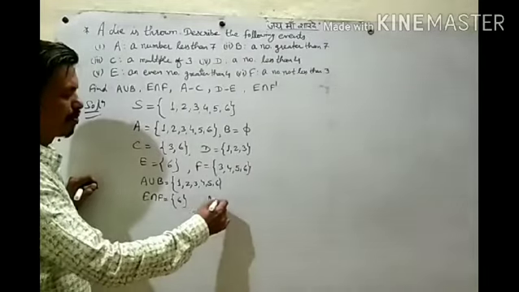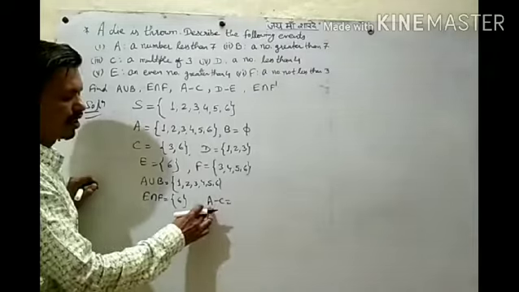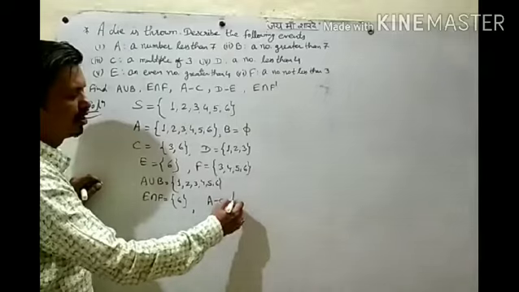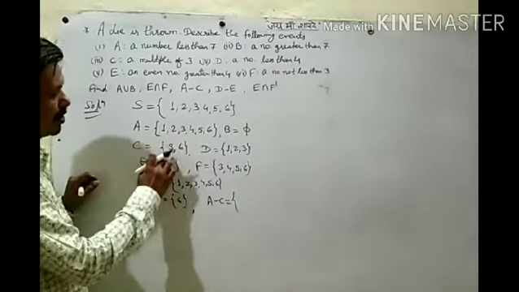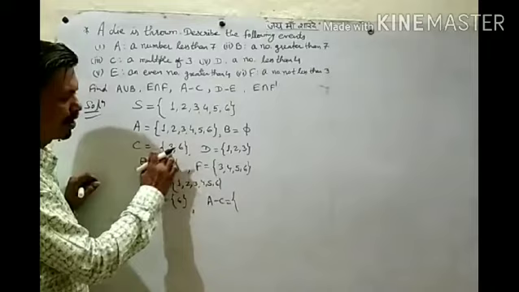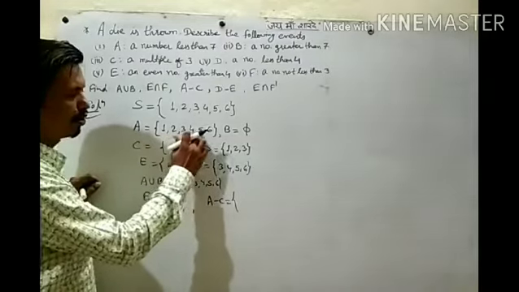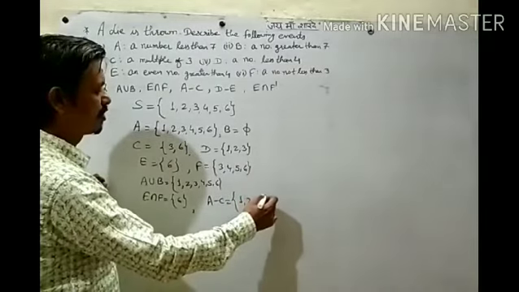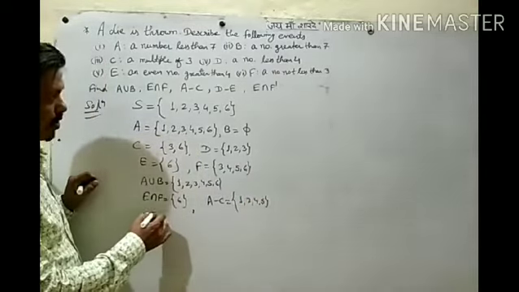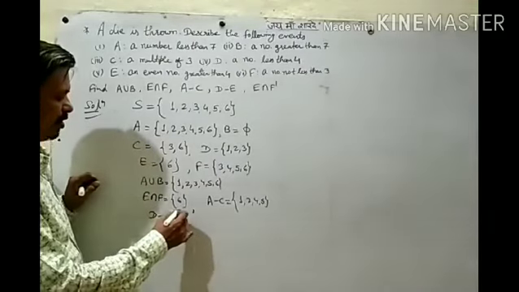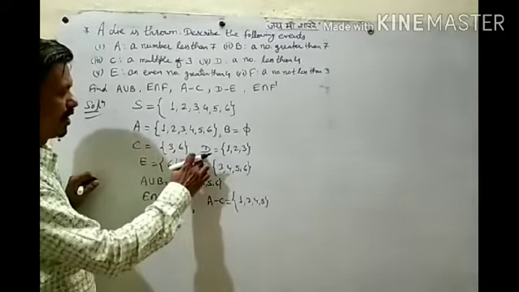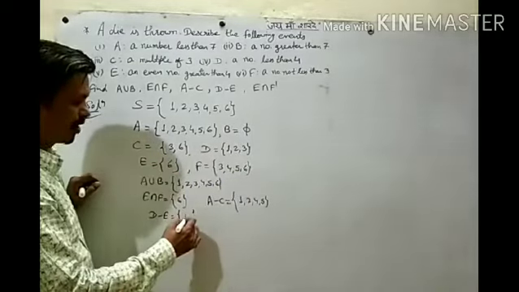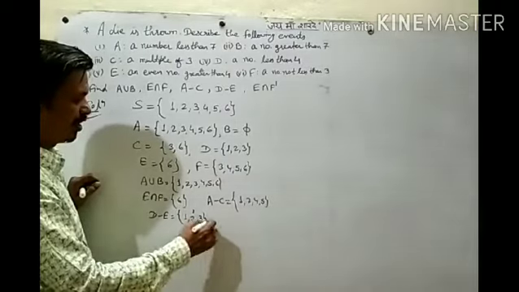Then A minus C. What is A minus C? The difference of A and C means all the elements of A which are not in C. So write the remaining elements of A except 3 and 6: 1, 2, 4, 5. This is A minus C. Then D minus E, the difference of D and E. Write all the elements of D which are not in E. There is no common element in D and E, so all elements of D remain.